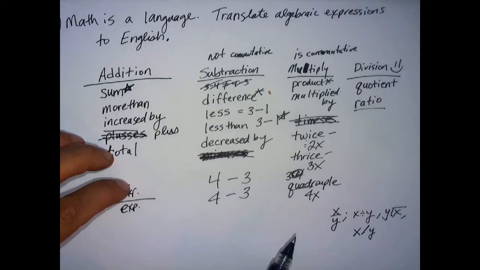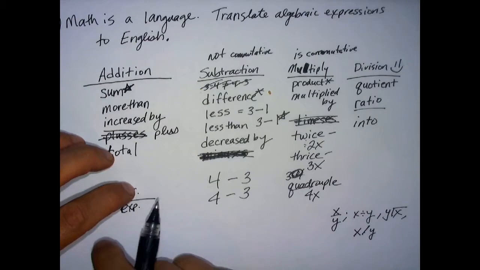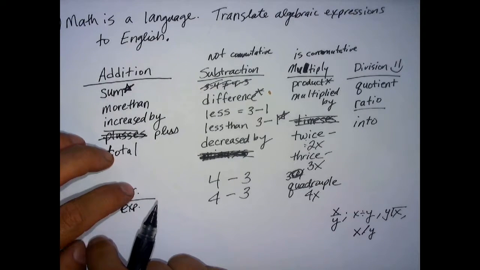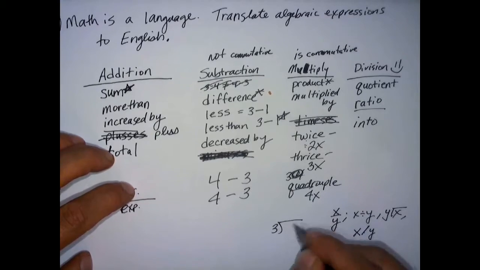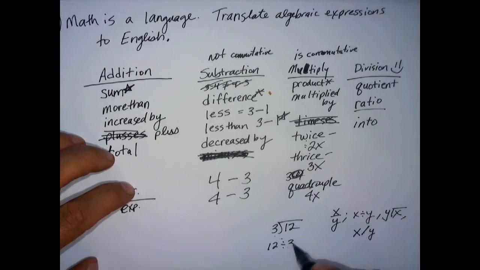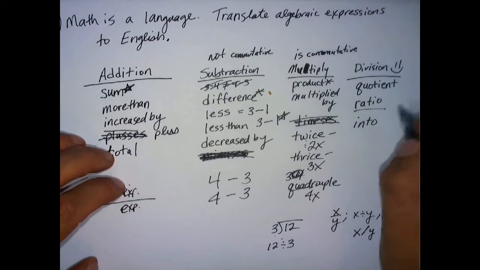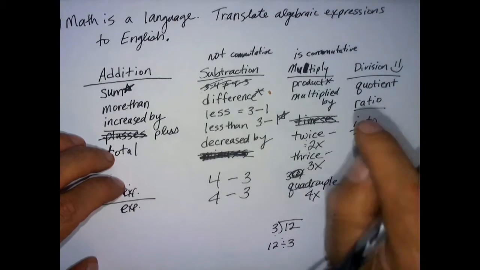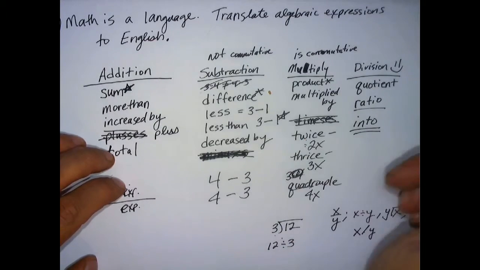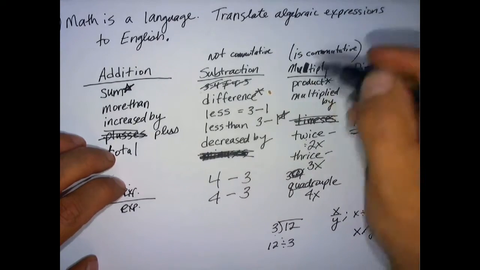Divided by. One that you have to really change, and you don't see too much, is into. 3 into 12 is like this, right? That's 3 into 12. But 3 into 12 is written as this. So into is kind of the tricky one, and you don't see that much. You'll hear me talk about it later in future classes, maybe, but not so recent. Okay, so we have quotient, and I forgot one big one on multiply, and that's of.